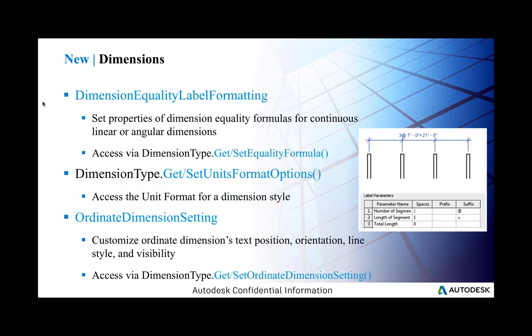Then a completely different topic on dimensioning, that you can now set properties of dimension equality formulas for continuous linear or angular dimensions using the dimension equality label formatting. And that's accessed via the dimension type. You have access to the unit formats for a specific dimension style. And you can customize the ordinate dimensions, text, position, orientation, line style, and visibility.